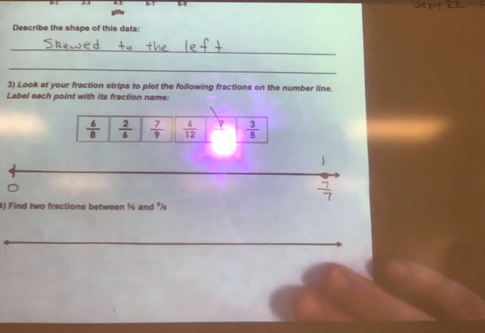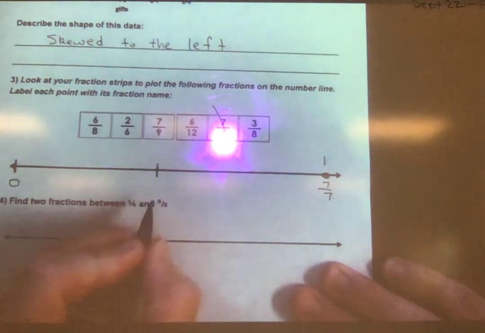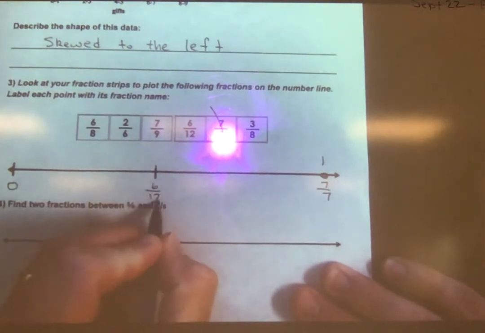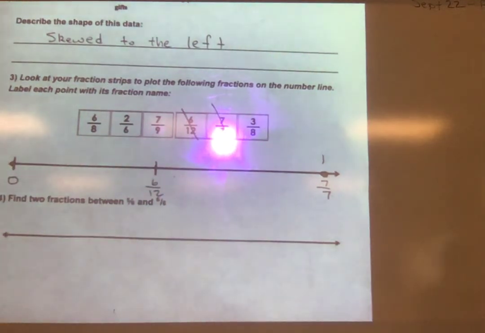Something else sticks out to me. 6/12. I know that's half because 6 is half of 12, so I'm going to go about halfway here and put in my 6/12. Start with the ones I know very well. Other things I see when I look through there.